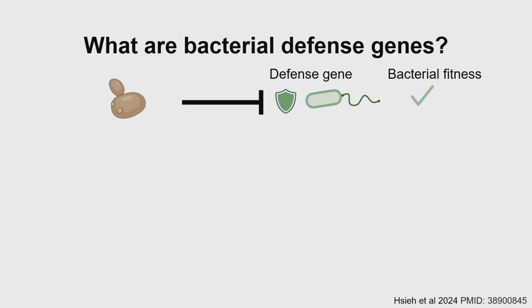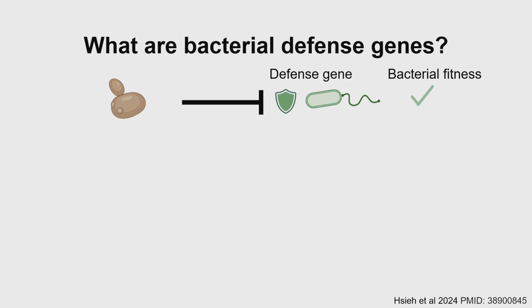So we reason that, if we see the fungus can suppress the bacterium, then that means the bacteria must use some defense strategy to protect itself in this condition. And such defense strategies can be encoded by some defense genes. So as long as we can find a way to identify those defense genes, we will be able to understand how the fungus suppresses the growth of the bacteria. So that's how we were thinking about this.